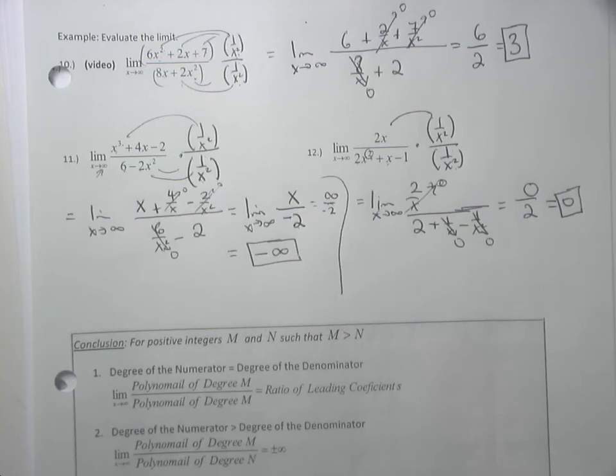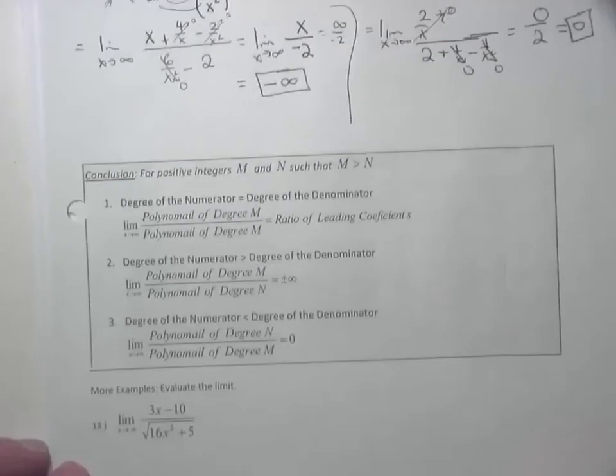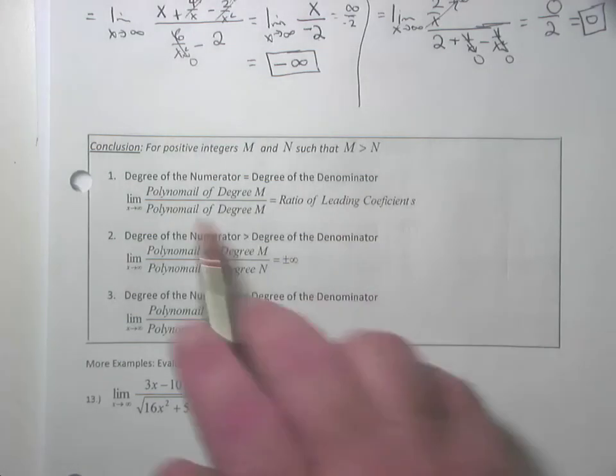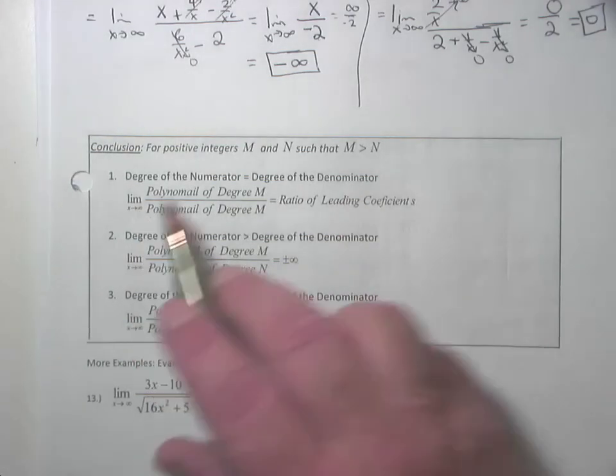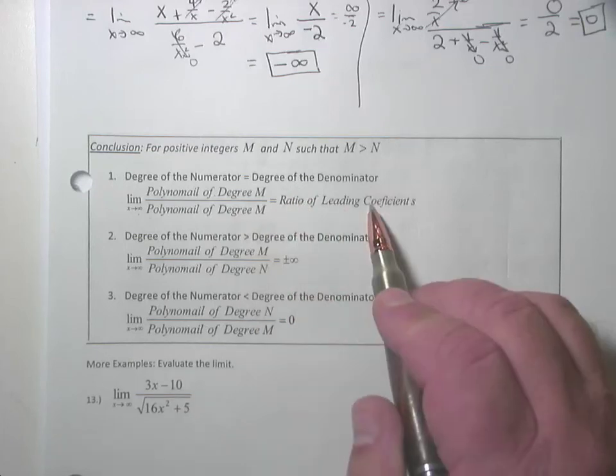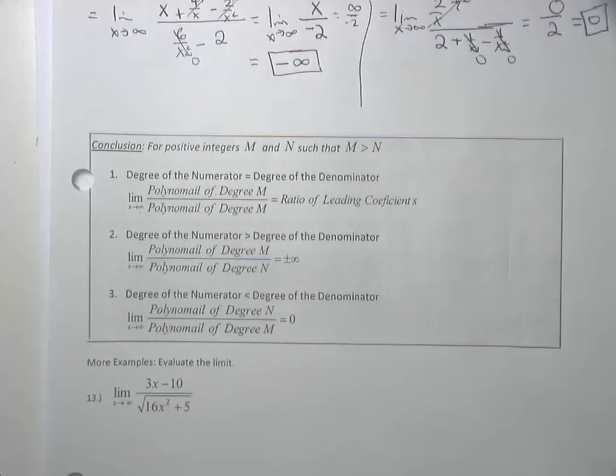But from high school, we had a theorem about horizontal asymptotes. And I've written it down here. For positive integers m and n, such that m is greater than n, the degree of the numerator is equal to the degree of the denominator. When you take your limit as x approaches infinity of these polynomials, you're going to get the ratio of the leading coefficients. That's going to be your horizontal asymptote, and that's going to be the answer to the limit, because the limit as x approaches infinity is a horizontal asymptote.